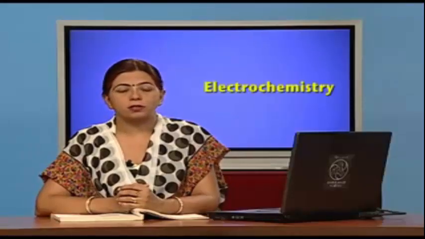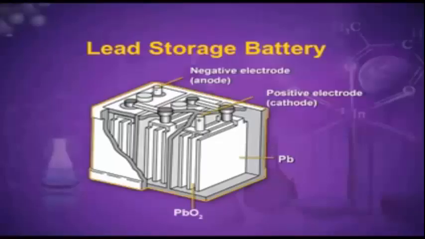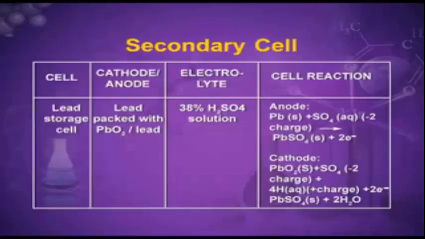Secondary cells. The example is a lead storage battery. This is the battery we are using in the inverters. It has an anode and cathode. Anode is lead plates and the cathode is a lead grid packed with lead oxide, and the electrolyte is the 38% solution of sulfuric acid. Let me explain you its working.